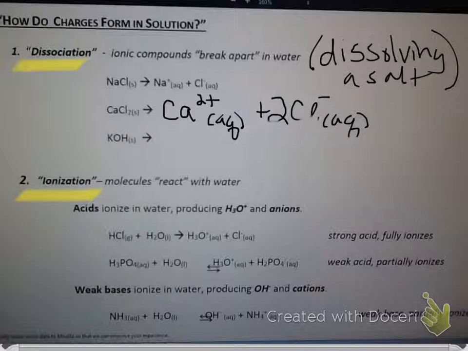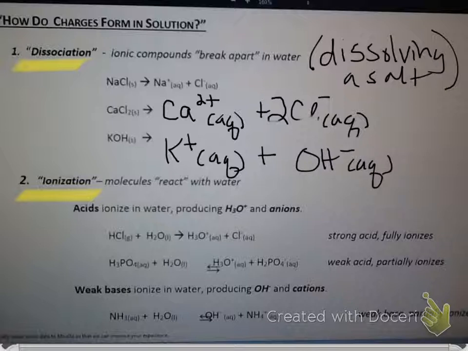Here's another one, potassium hydroxide. Potassium hydroxide dissolves in water, and it forms a potassium cation, which is aqueous, and the hydroxide ion, which is aqueous as well. So we have the cation and the anion. All right, so salts that are soluble in water dissociate. Aqueous, that means that those ions are free-flowing in solution. They've been hydrated. The second mode to produce charges in solution, we said, was the mode of ionization.